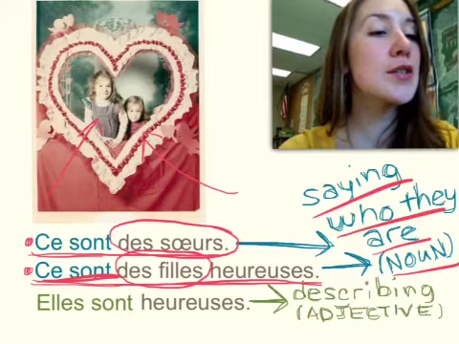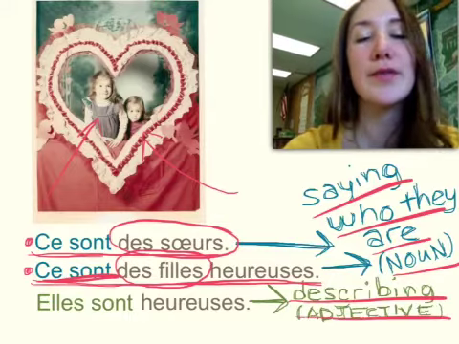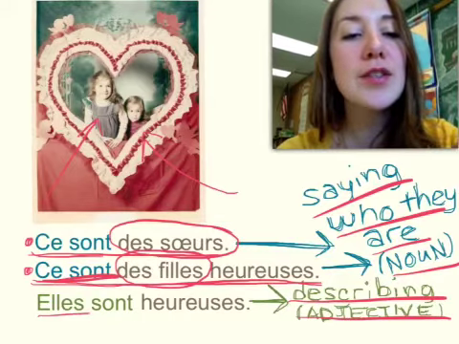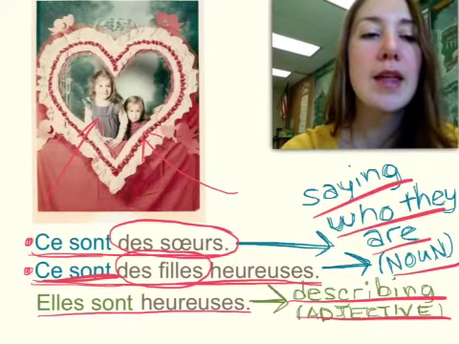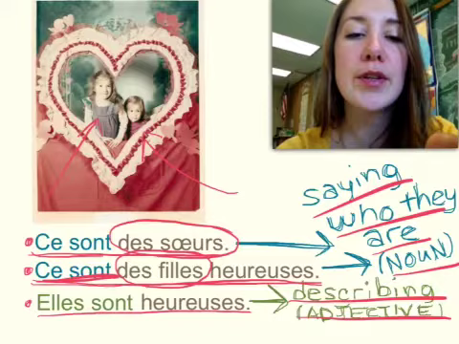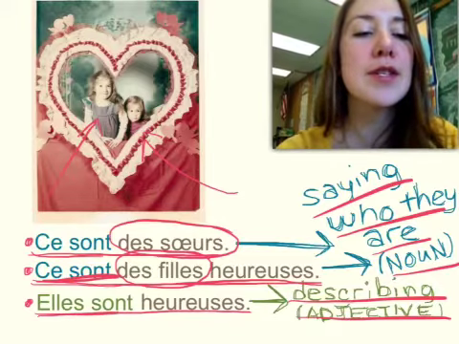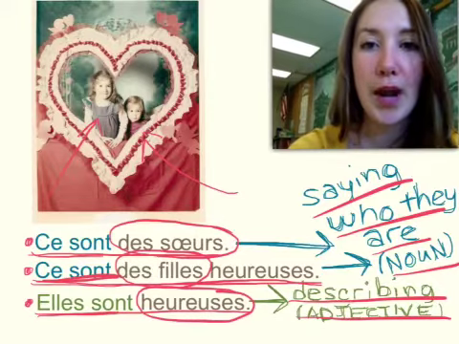If I wanted to describe them using an adjective, I could say, elles sont heureuses. Elles sont heureuses. They are happy. And I would use elles sont because I'm just using an adjective here. There is no noun.